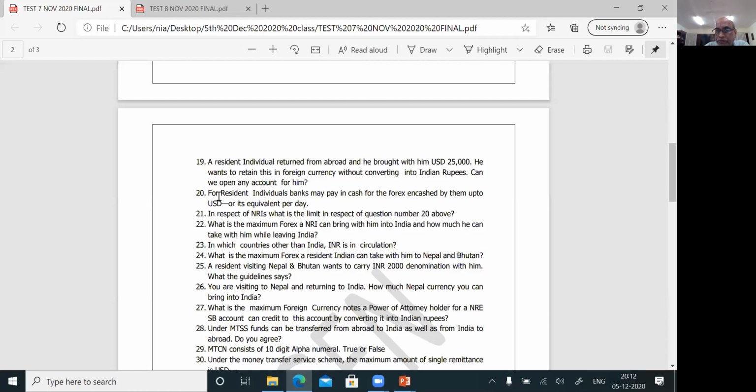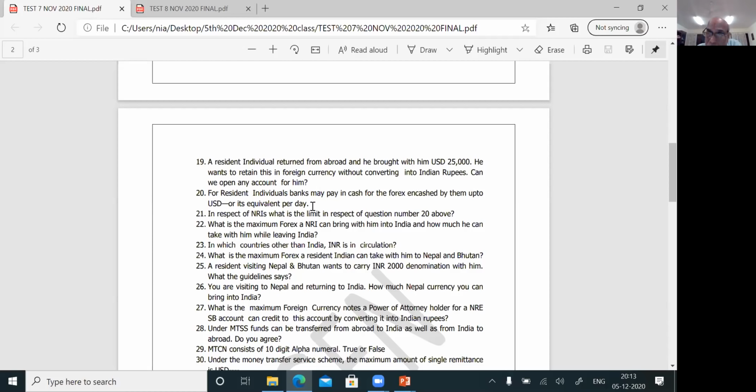Then question number 20: for resident individuals, banks may pay in cash for the forex encashed by them up to how many US dollars or its equivalent per day? In the first question we saw how much Indian currency he can give you in cash to get forex: a maximum of 50,000 Indian rupees, and forex can be released to him without routing through the account. Similarly, he brings forex to you and says, sir, please encash it and give me the money in cash, do not credit my account. Can you do it? Yes, you can.